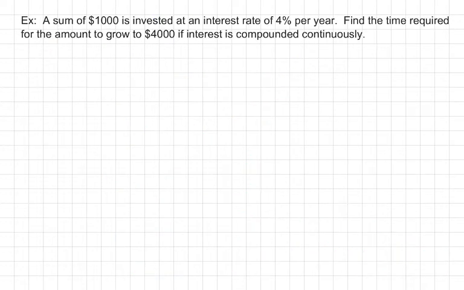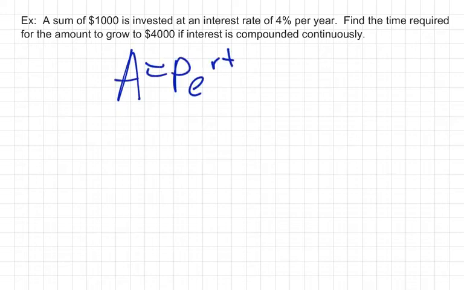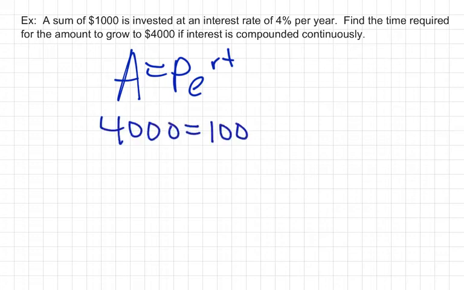Last problem, a sum of $1,000 is invested at an interest rate of 4% per year. Find the time required for the amount to grow to $4,000 if interest is compounded continuously. Okay, so if interest is compounded continuously, I'm going to use the PERT equation. I'm starting with $1,000, so that's my principal, and I want to end with $4,000. And my interest rate, 4%, is 0.04t.